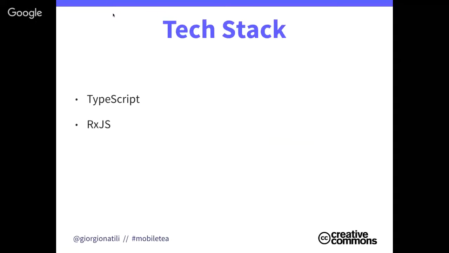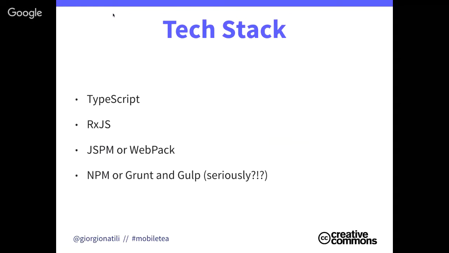Angular 2. The tech stack of Angular 2 is pretty standard. We have TypeScript, RxJS, and JSPM or Webpack, depending on preferences. I was in love with JSPM, but then the simplicity of Webpack brought me to use Webpack more than JSPM. NPM, Grunt, or Gulp, sorry, to handle our tasks. Why are there question marks close to Gulp? At the end of the day, everybody is migrating to NPM to automate everything, and we can use a single tool to rule them all.